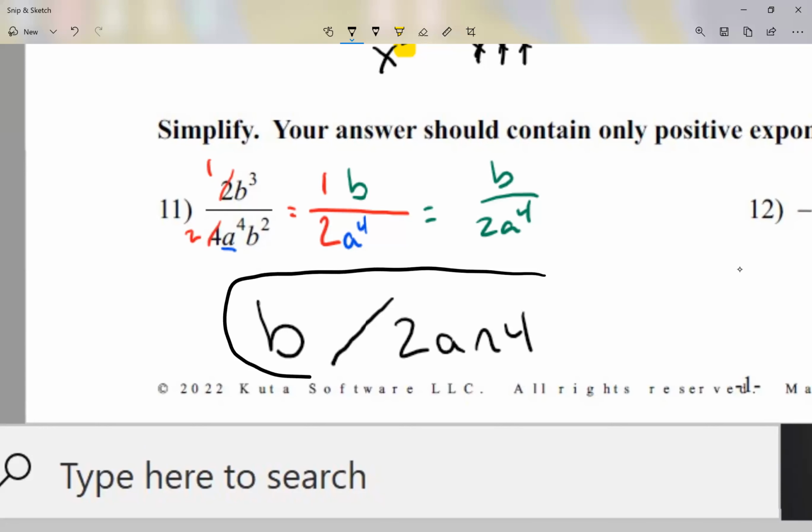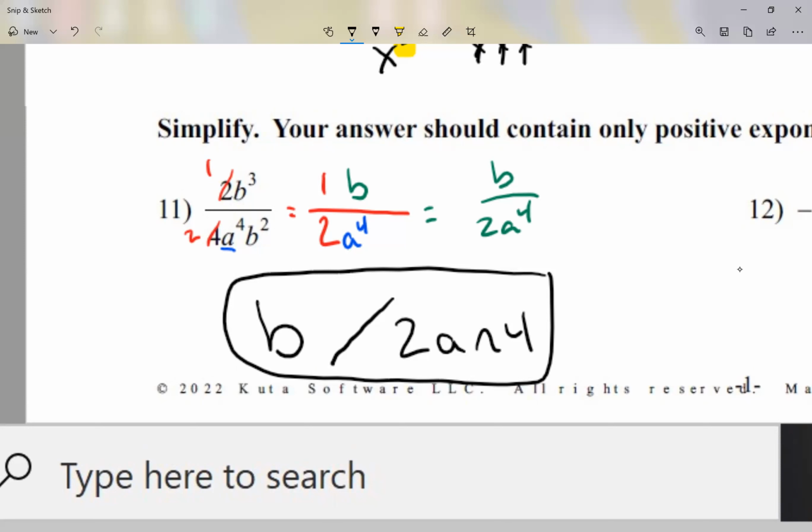Now, if there is a negative sign, whether it's at the top or the bottom, we're just going to bring it to the very front of the fraction. So again, if there is a negative sign, I'm going to bring it to the front of the fraction.